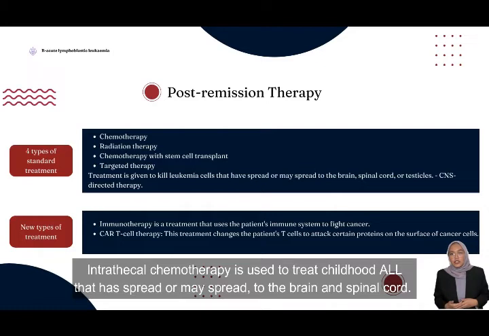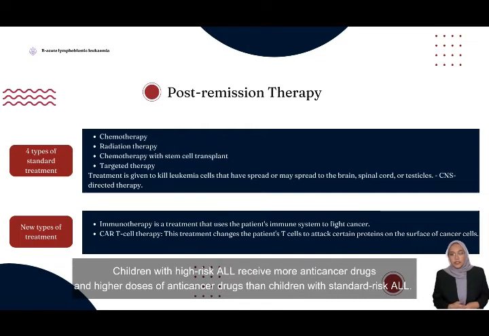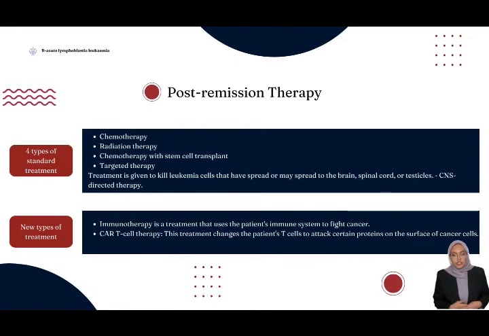Intrathecal chemotherapy is used to treat childhood ALL that has spread or may spread to the brain and spinal cord. Combination chemotherapy is treatment using more than one anti-cancer drug. The way the chemotherapy is given depends on the child's risk group. Children with high risk ALL receive more anti-cancer drugs and higher doses of anti-cancer drugs than children with standard risk ALL. Next is radiation therapy.